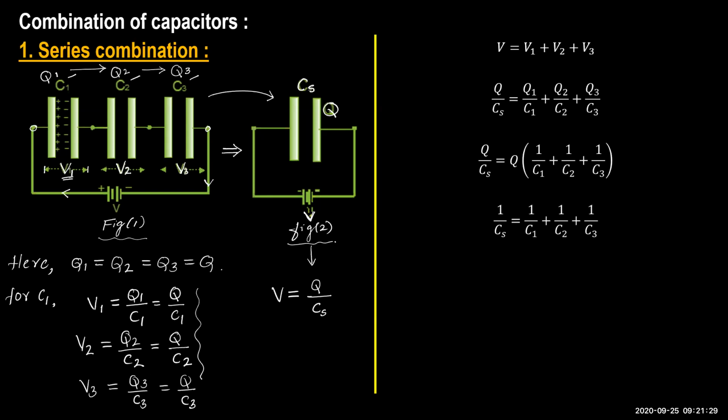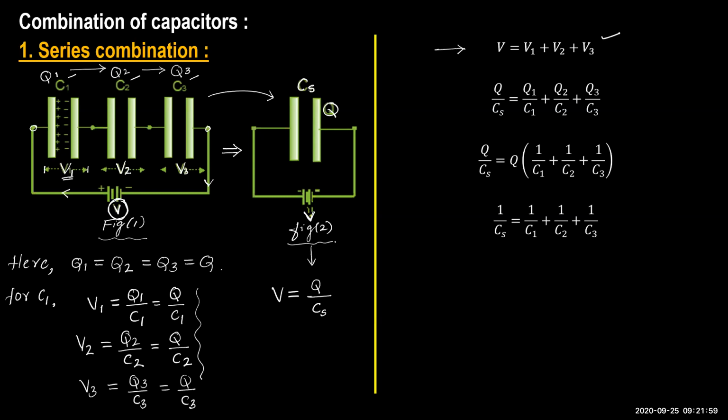After understanding this, we come to the main concept. In figure 1, the potential difference that we apply will be divided into three parts: V1, V2 and V3, isn't it? Therefore, V can be represented as V1 plus V2 plus V3.